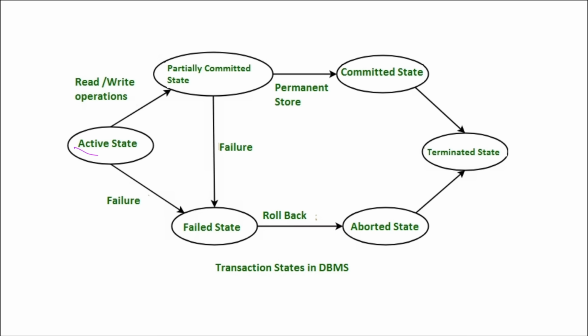So we start in the active state and we start conducting our operations. Then we'll have a partially committed state. That just means that we've basically temporarily done some things. But if there's failure, we go to a failed state and then we abort and terminate all operations. However, if everything is successful, then we just commit our changes and we're good to go.